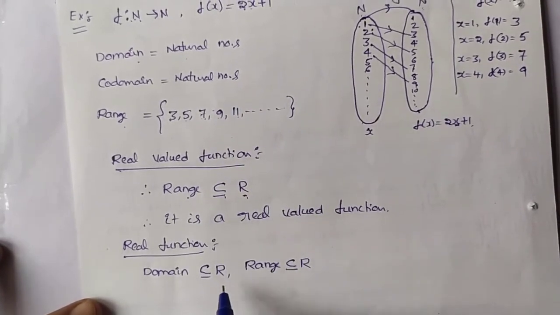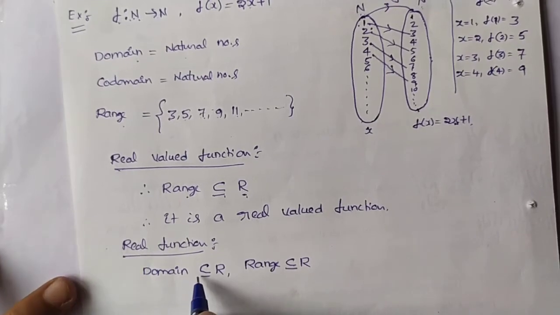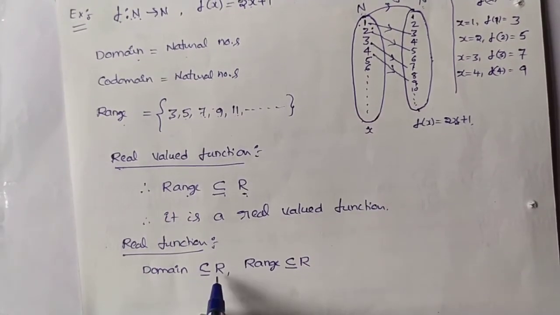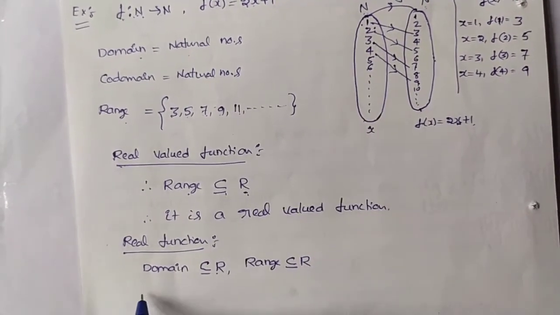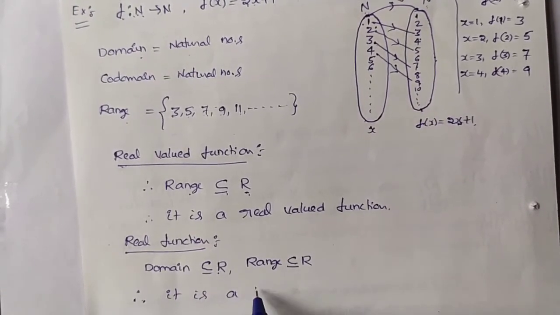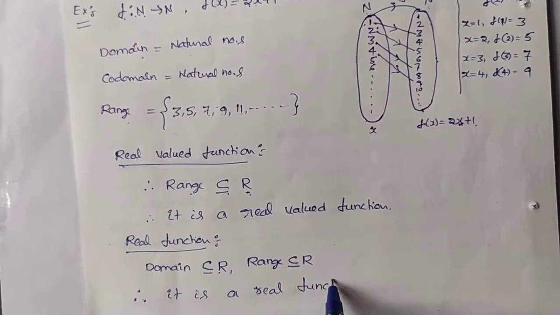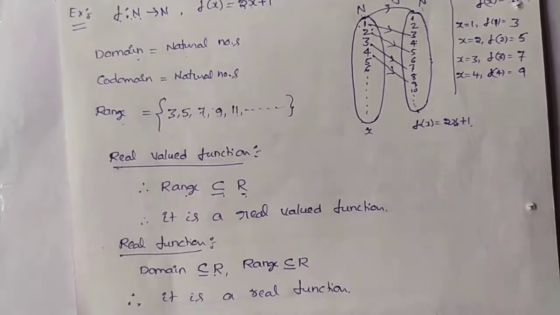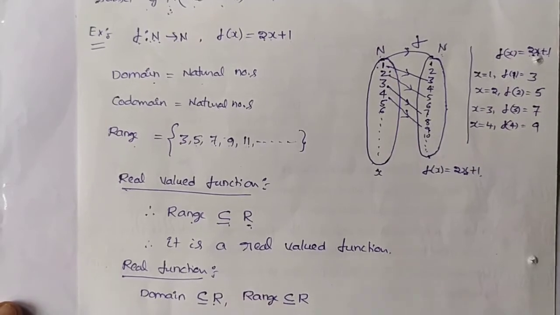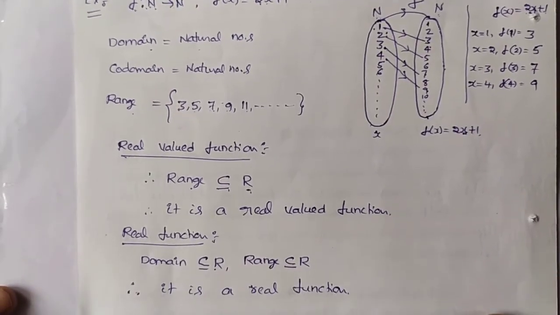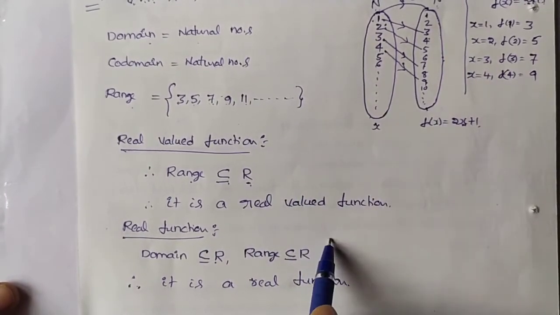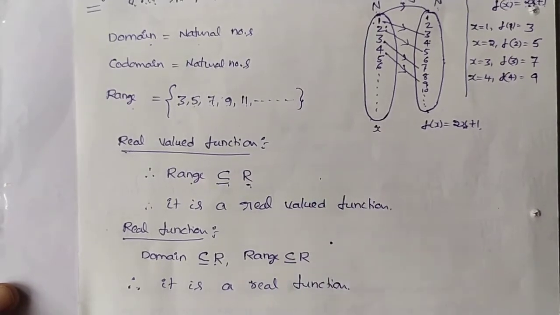R is nothing but real numbers. Natural numbers are also real numbers, isn't it? Therefore, the domain is a subset of R. Range is also a subset of R. Therefore, we can say that it is a real function. Okay. It is an example of a real valued function and a real function. Kindly note down this example in your notebook. Hence this example is a real function as well as a real valued function. Okay, understand?